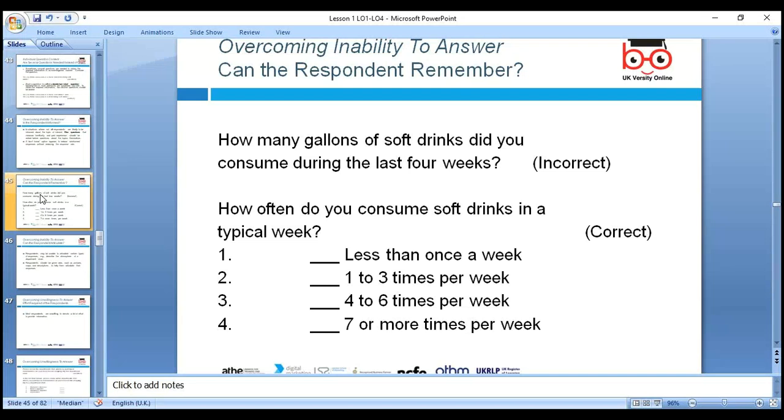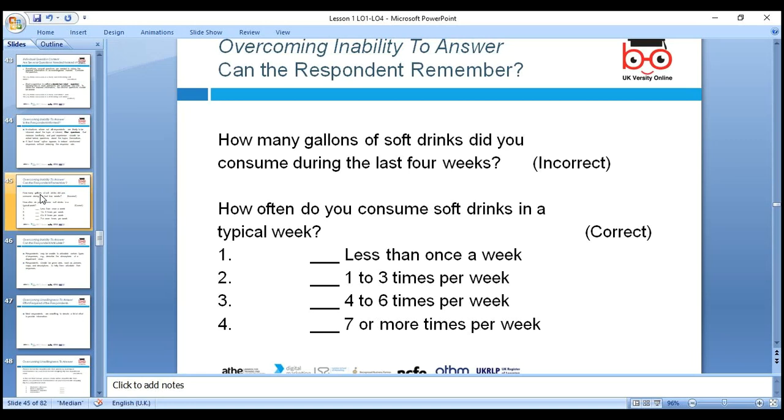How many gallons of soft drink did you consume during the last 4 weeks? That's incorrect. We can say, how often do you consume soft drink in a typical week? Less than once a week, 1 to 2 times per week, 4 to 6 times per week, or 7 to.